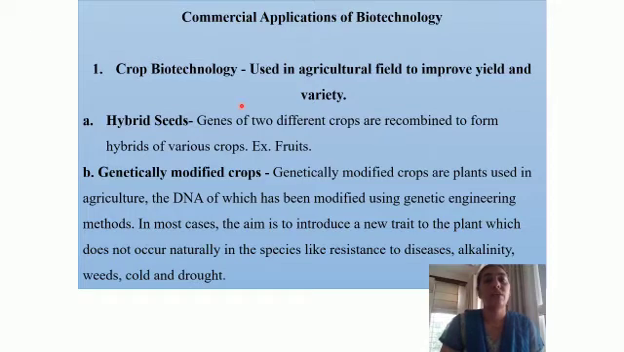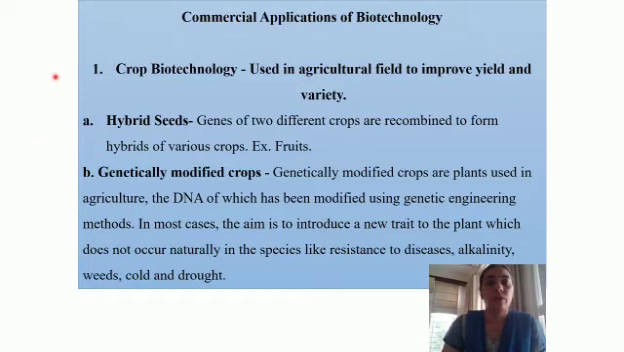Then we have various kinds of seedless fruits which are also grown. So crop biotechnology has brought about a lot of revolution in the field of agriculture, and a number of plants are grown using this technology, and the yield has increased.